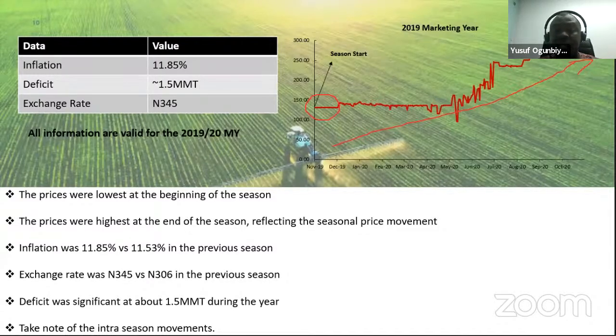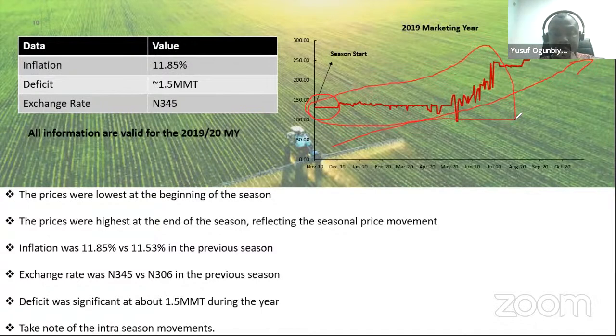And from this graph, if you had come in at the entry points, which is the start of the season, and you had stayed till the end of the season, you would have made some money. But also you could have come in anytime within this period and still make some money, which is what we say by timing the market as well.